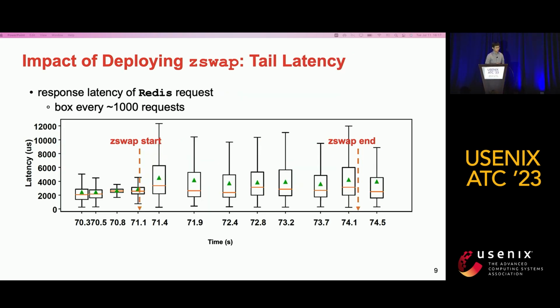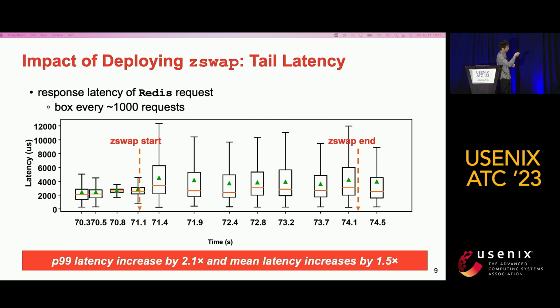And finally, let's have a look at the impact on the response latency of Redis. So Redis is our target application here, and the y-axis is the latency for each Redis request, and each box has about 1,000 requests. The box shows the first and third quartile range of the request latency values, and the triangle and the horizontal line mean the median and mean values of the request latency.